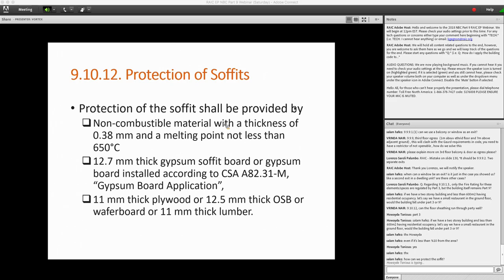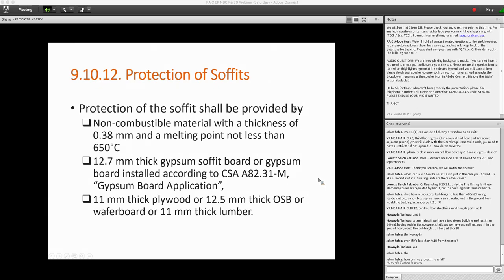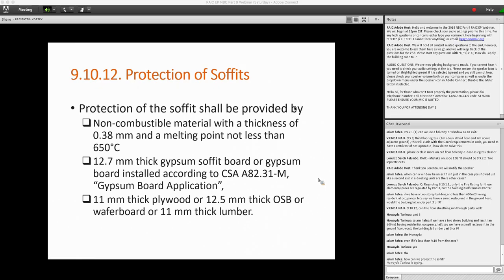So again, this is discussed in Article 9.10.12.4 of the code, and it lists the materials that may be used to protect the soffit to prevent fire spread to adjacent suites or to the attic space.